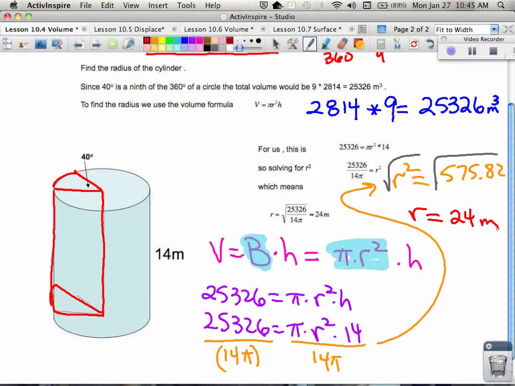So this is not exactly 24. Let me just check, actually. I can take the square root of that just to make sure. Oh, it is pretty close. It's within 1,000ths of that. So it's pretty much 24 as the radius. The big idea here is, in this particular example, we had a sector, which is only part of a circle. We had to multiply it by something to get the complete volume instead of just the partial volume of the cylinder that we had here. And then we use the formula and solve for the unknown.